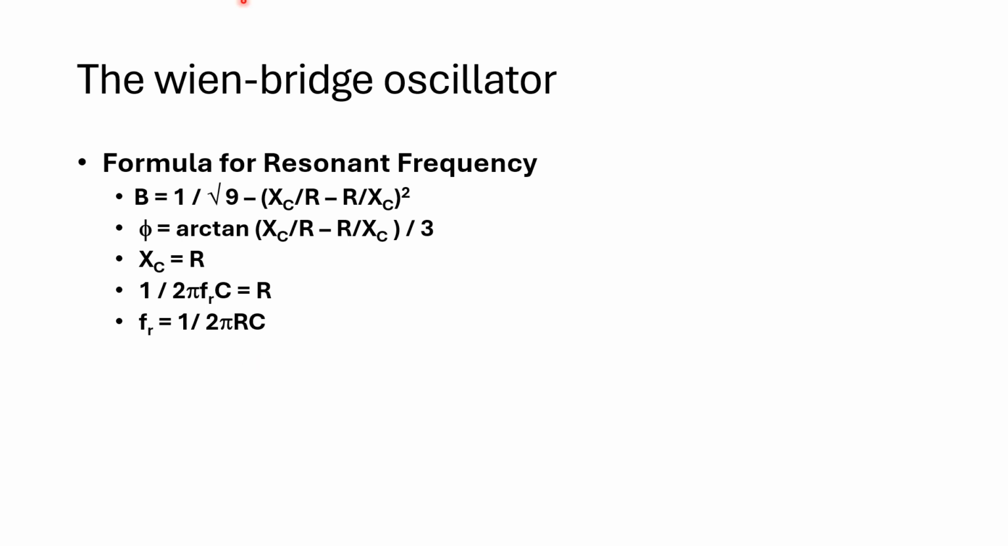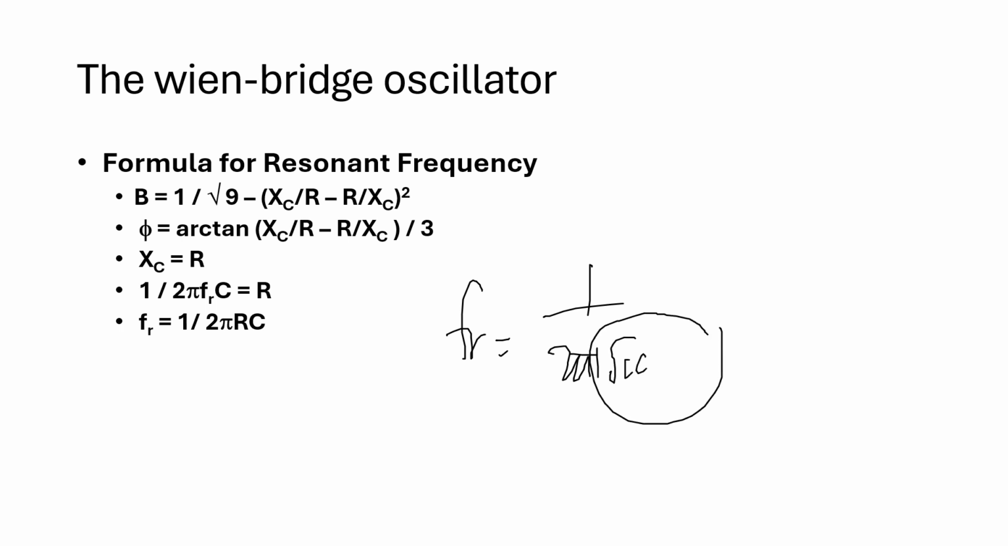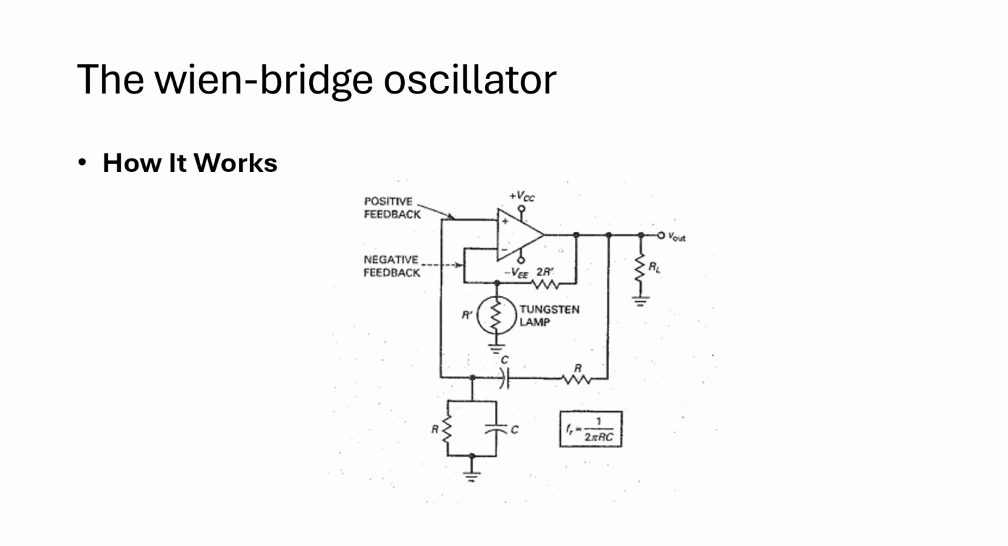A while ago, we had one formula, which is FR equals 1 over 2 pi square root of LC. That one is used when we use an LC or tank circuit. This formula, 1 over 2 pi RC, is used when we make use of a combination of resistors and capacitors, for example, for a Wien bridge oscillator.